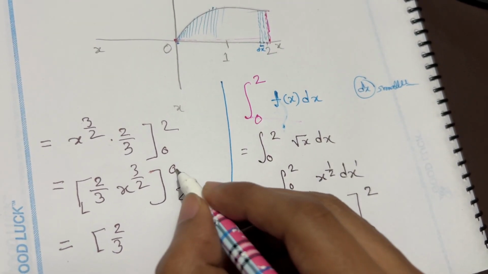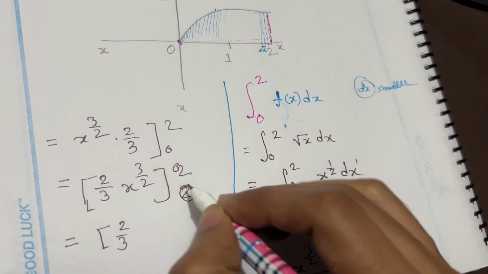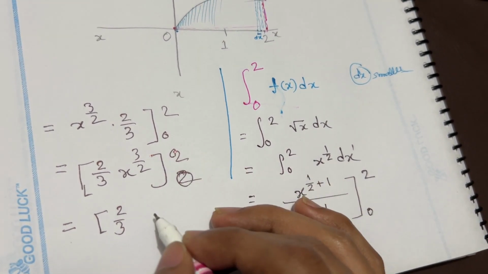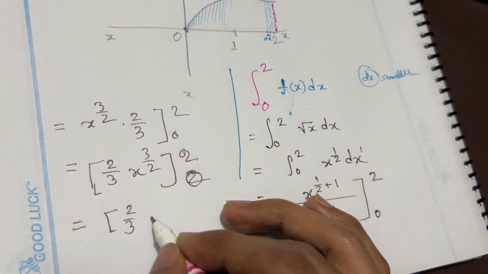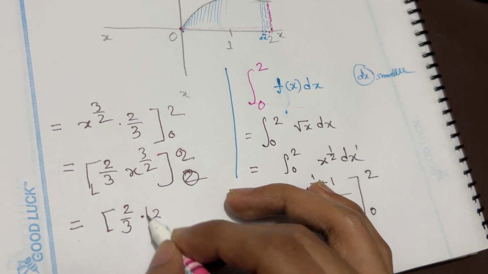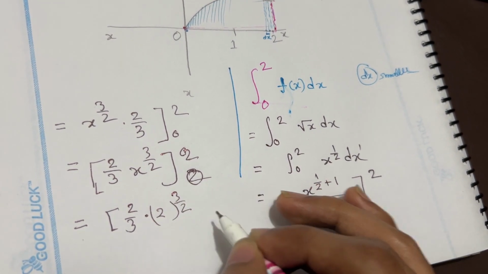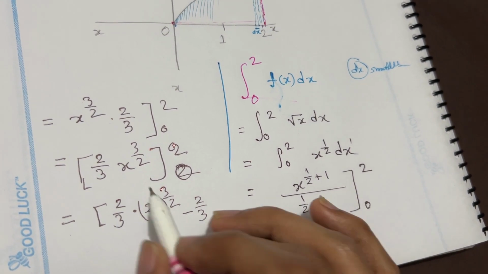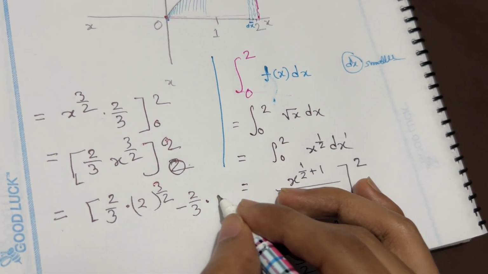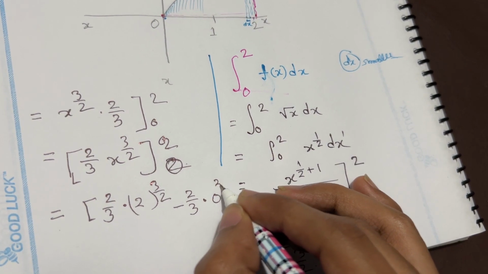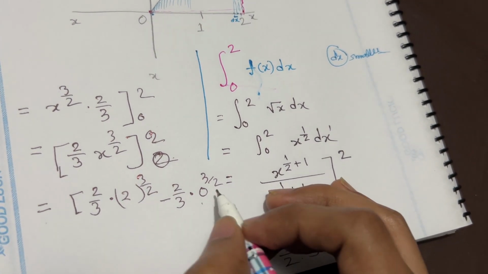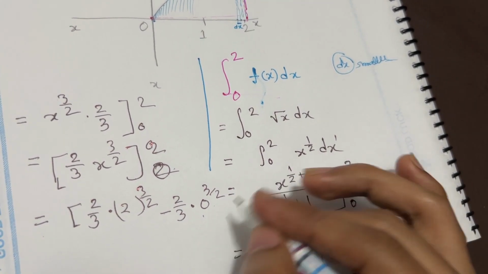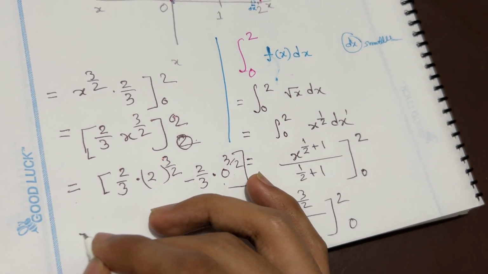Now here you put the value, 2 by 3, for this is a definite integral. So if we put the value x equals 2 here, 2 to the power 3 by 2, minus, if we just put 2 by 3 and put the value 0 to the power 3 by 2. Anything to the power of 0 is actually 0, so this part is all 0.